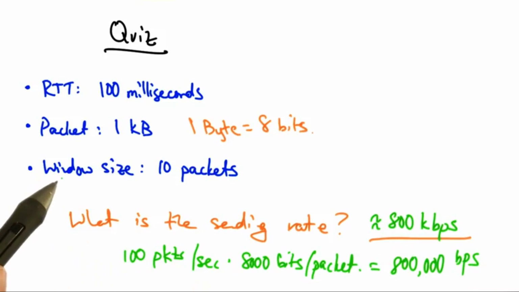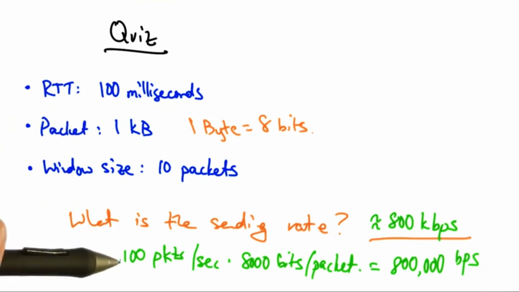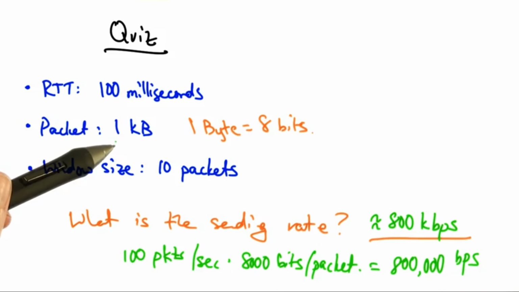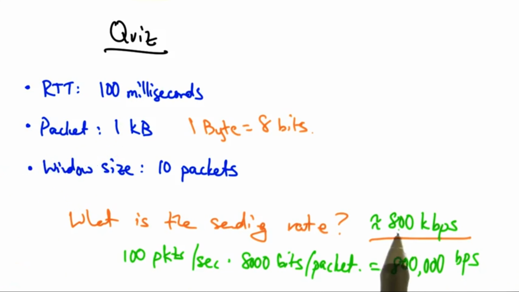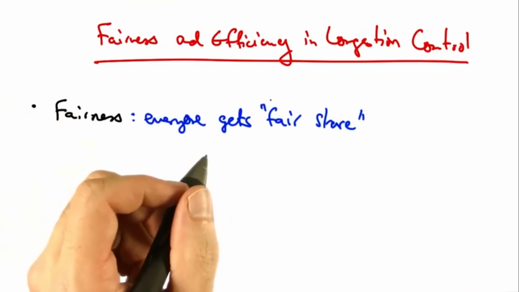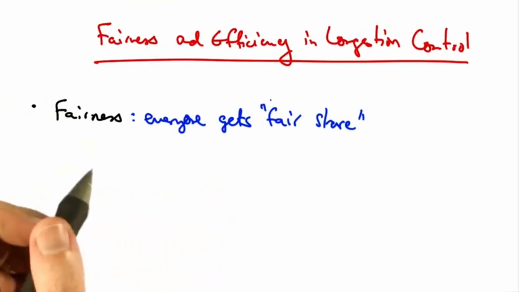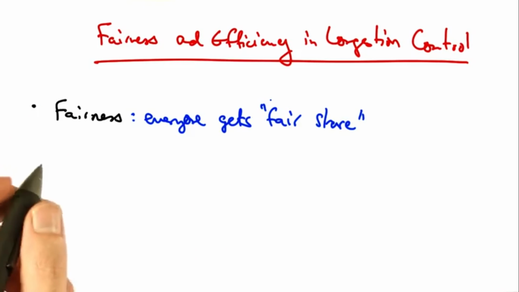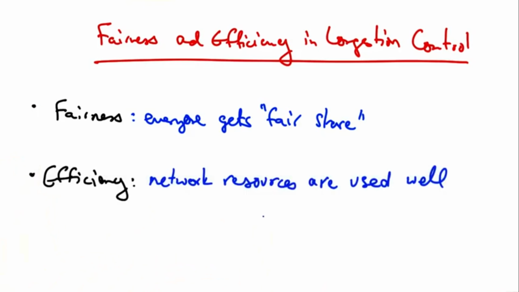With a window size of 10 packets and a round-trip time of 100 milliseconds, the sender can send 100 packets per second. With each packet being 1 kilobyte, or 8,000 bits, that gives us 800,000 bits per second, or about 800 kilobits per second. The two goals of congestion control are fairness, meaning every sender gets their fair share of the network resources, and efficiency, meaning that the network resources are used well.